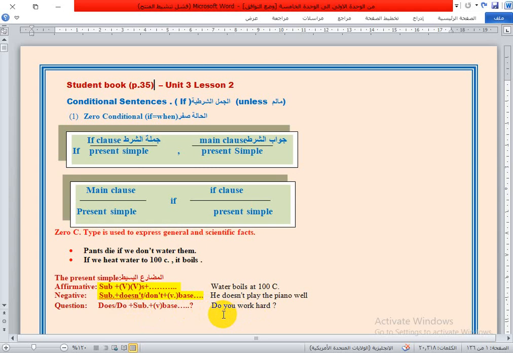These are examples of the present simple, which we need in the if clause and in the main clause. So if you are going to use the zero conditional type, your sentences, whether they are the if clause or the main clause, both of them should be in the present simple.